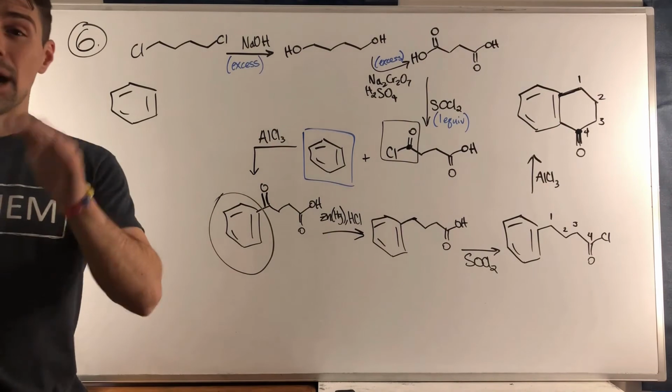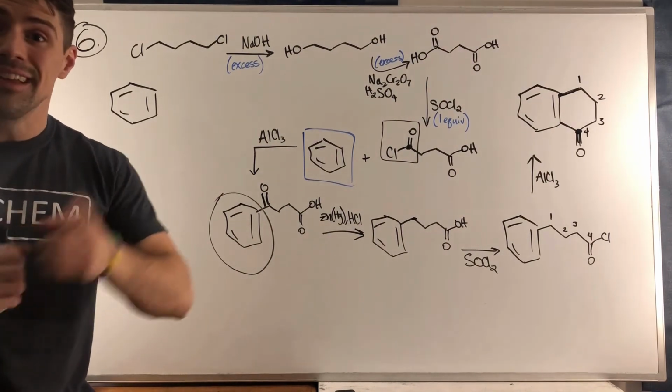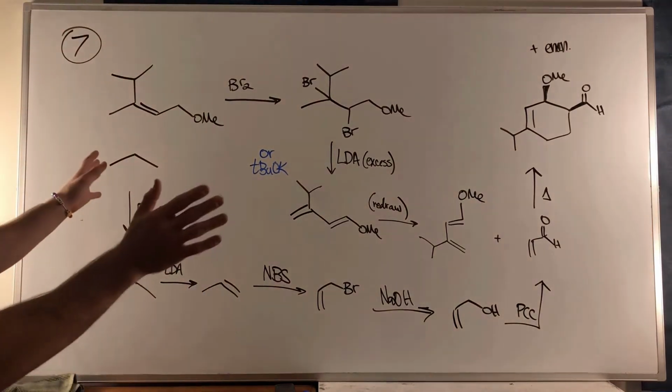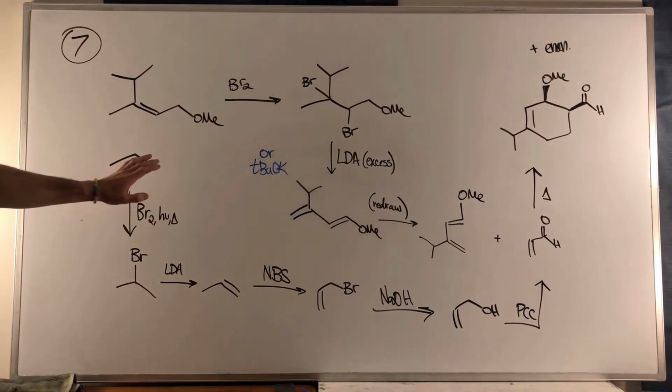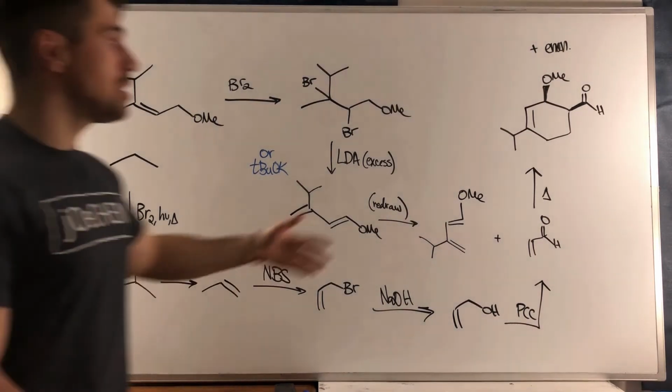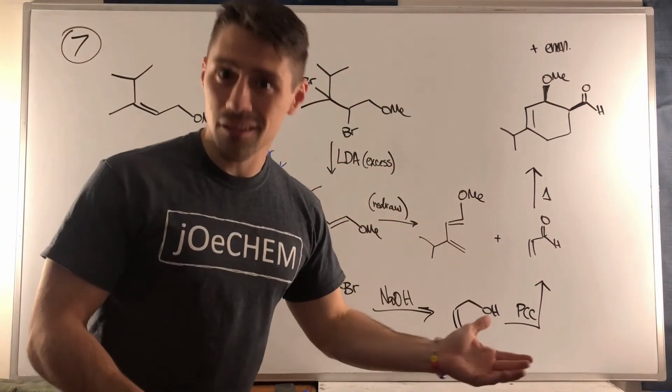Okay, gang, that was 6. Let's do 7 and 8 and finish this walkthrough. Okay, gang, for problem 7, if we take a look at this synthesis, you can see we have propane and then this structure right here as starting material, and then we create a ring.